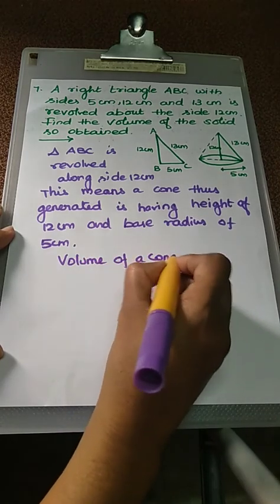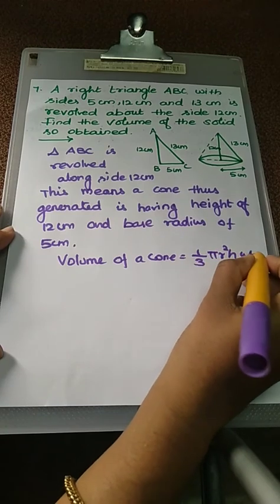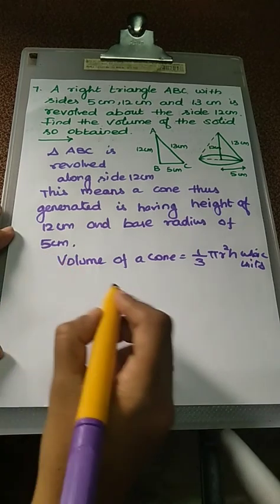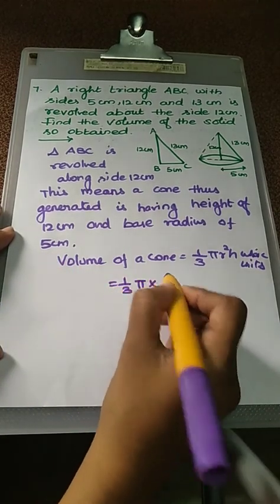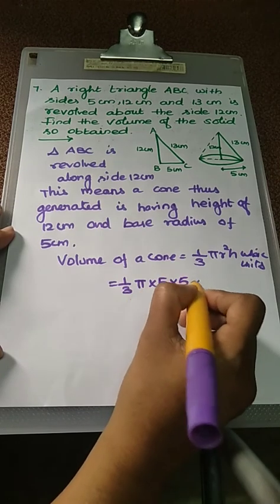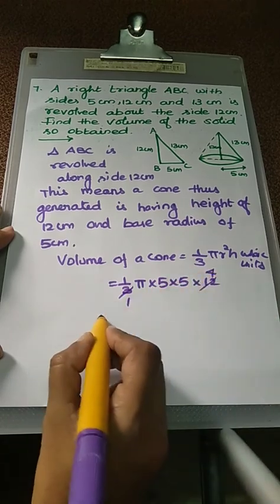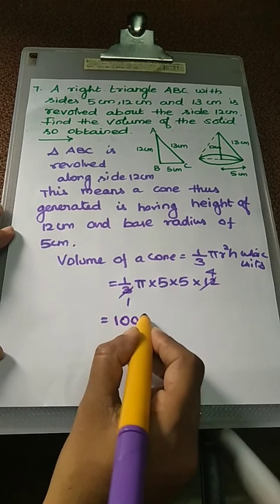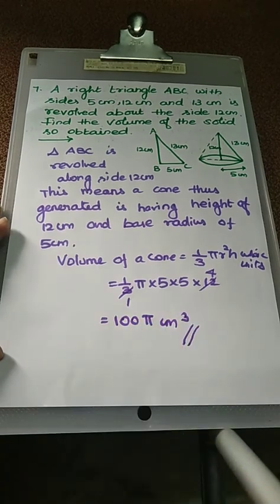Okay. So next we calculate the volume of a cone. What is the volume of a cone formula? 1 by 3 pi r square h cubic units. Okay, apply the values, that is 1 by 3 into pi into, what is our r value? That is 5. So 5 into h value 12. 3 fours are 12, 5 fives are 25, 25 fours are 100. So 100 into pi, 100 pi centimeter cube. This is the volume of the cone. That's all.